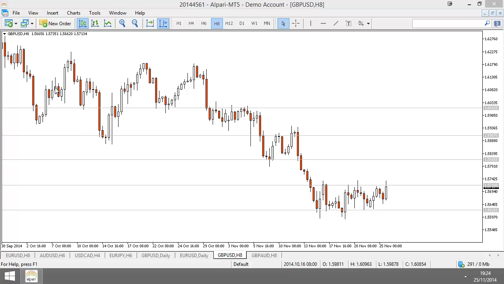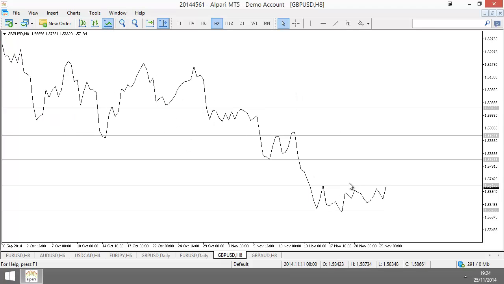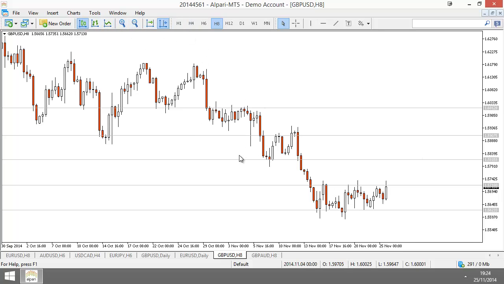Yeah, line charts do help determine support resistance areas. By switching to your line charts, it does help with determining support resistance areas. I don't really use it very much, but yeah, it does help.